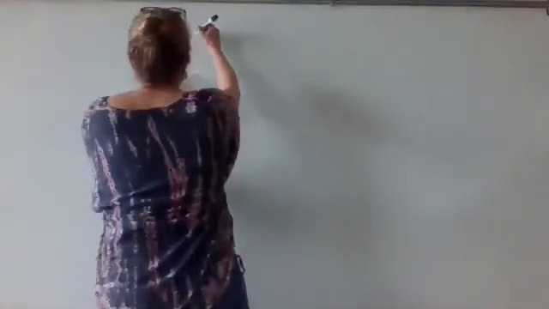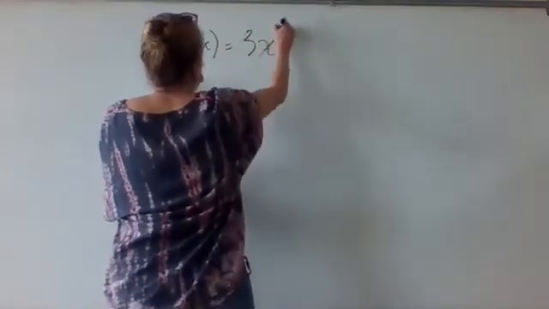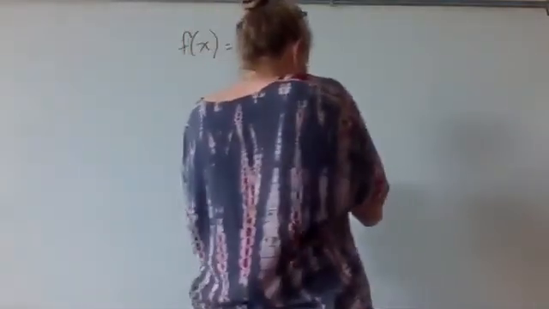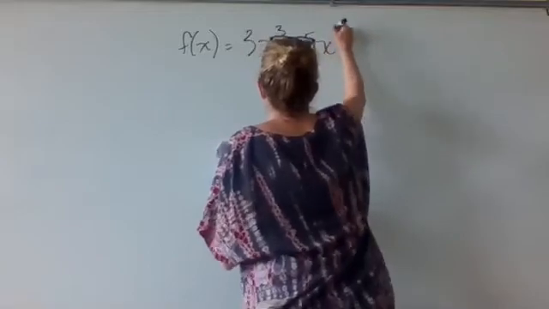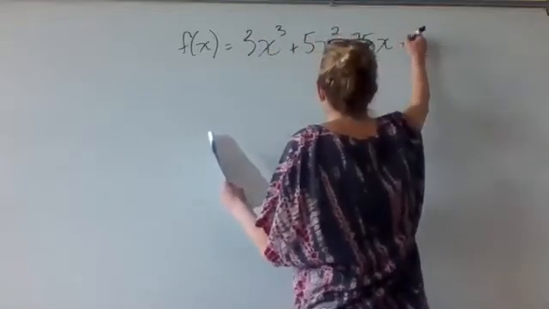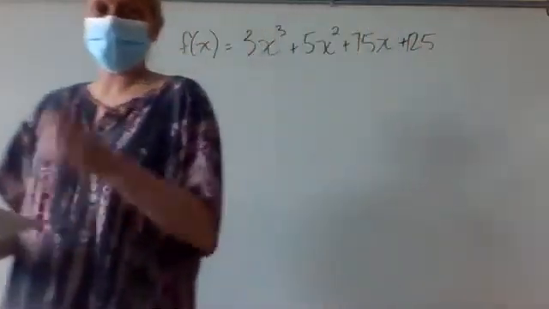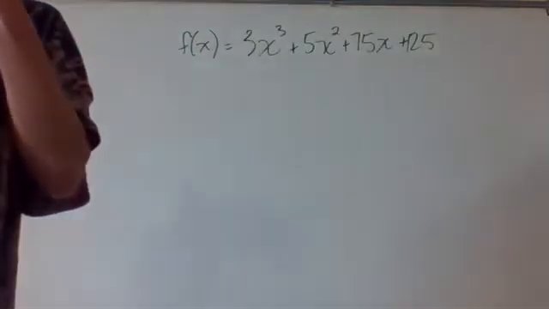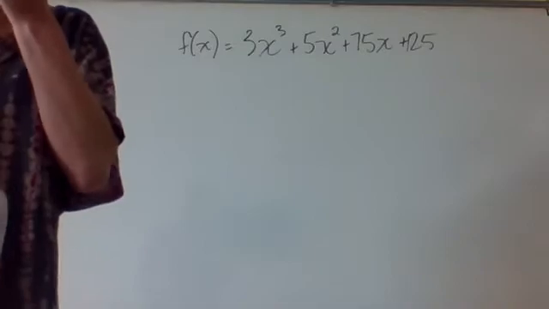All right, the function is f of x equals 3x to the 3rd plus 5x squared plus 75x plus 125. And it wants me to find the rational zeros and any other zeros of this function.